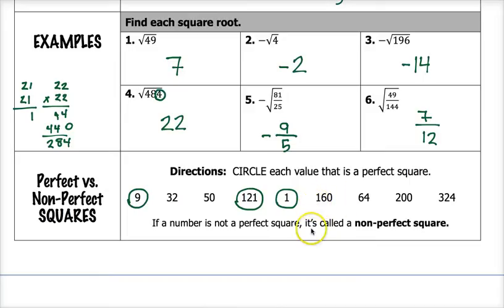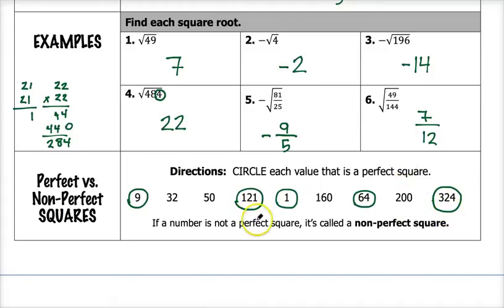160 is larger than 144, so it wouldn't have been on our list. But if you take the time to think what 13 times 13 is, you'd get 169. And so that means that 160 can't be on the list, since you go from 12 squared, 144, to 13 squared, 169. So 160 is out. 64 is a perfect square. 200 might seem like it's a perfect square, but it's not. There's no number times itself that gives you 200. And 324 may seem like it's not a perfect square, but it actually is. If you take 18 times 18, you get 324.